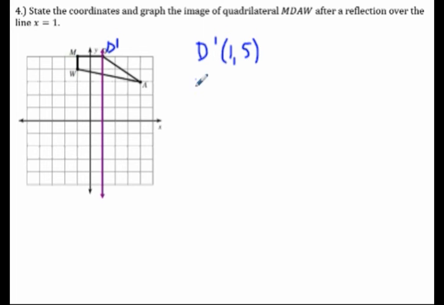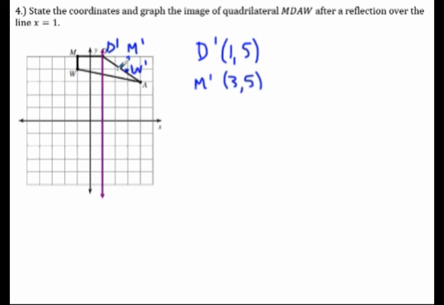Let's go to M next. Now, M is 2 to the left from the line of reflection, so we go 2 to the right. Place your point. Here's M prime, which is 3, 5. I didn't list the original coordinates because it doesn't say to. It only says state the coordinates and graph the image. The image, meaning after the reflection. If you want to list both, you can. Sometimes in the exam you have to, so just be aware of that.